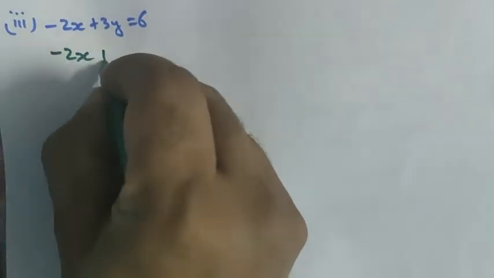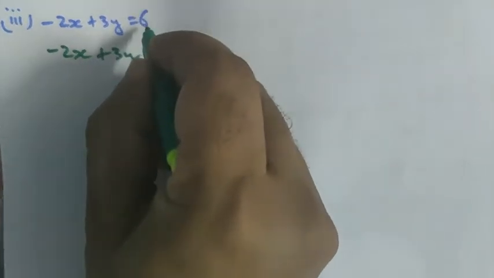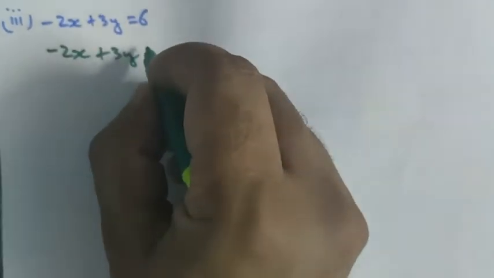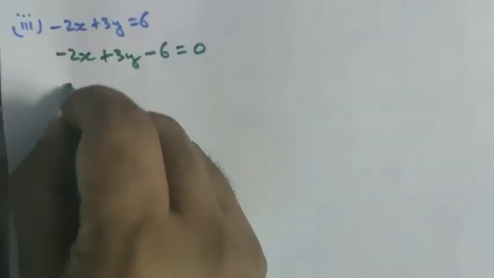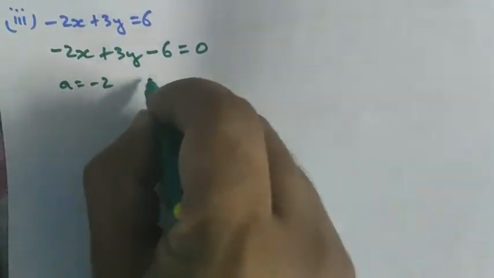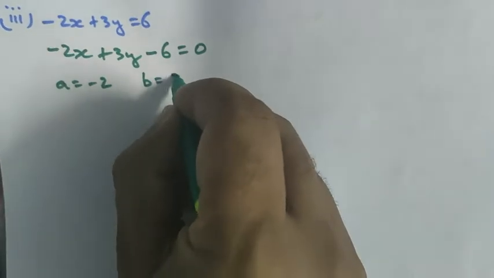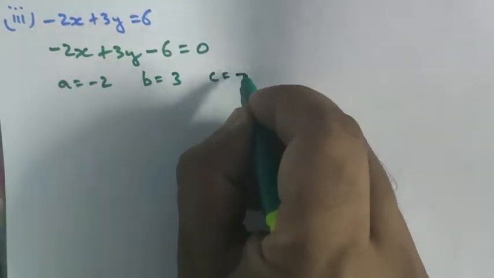Okay, the third question is minus 2x plus 3y equals 6. So it will be minus 2x plus 3y, and the 6 will be taken to the left hand side, becomes minus 6 equals 0. Then a will be what? Minus 2. b will be what? Plus 3. c will be what? Minus 6.